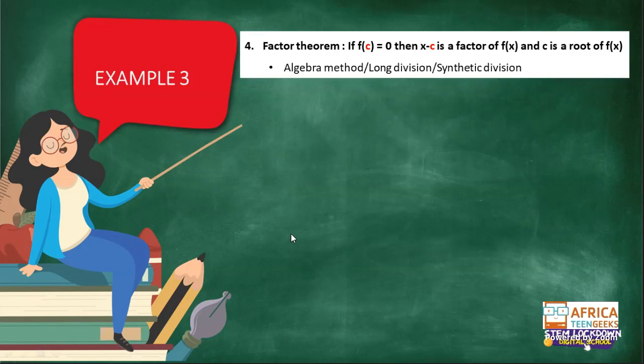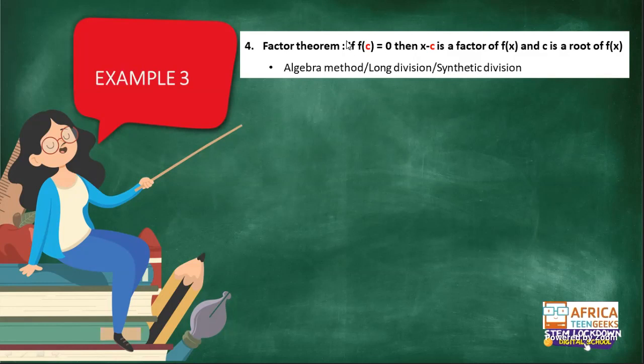So when we're using the factor theorem, a factor theorem simply states that if you have f of a constant equals 0, so if you substitute a value c into your function and you get 0, then x minus c is a factor of that function. And that simply means that c is a root of your function.